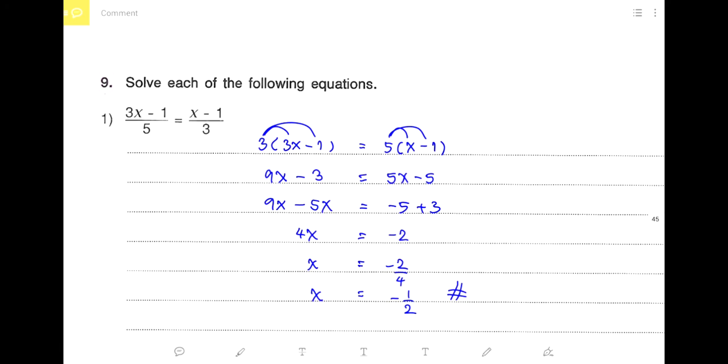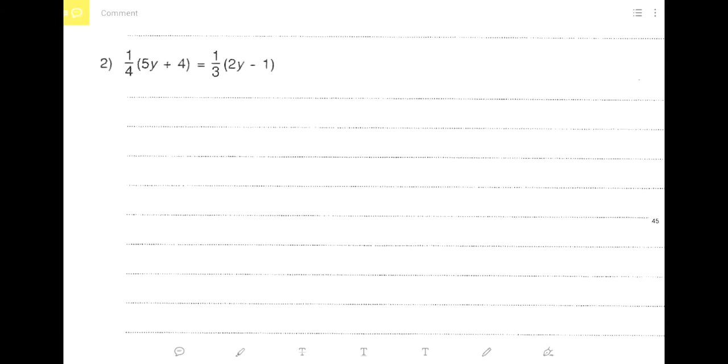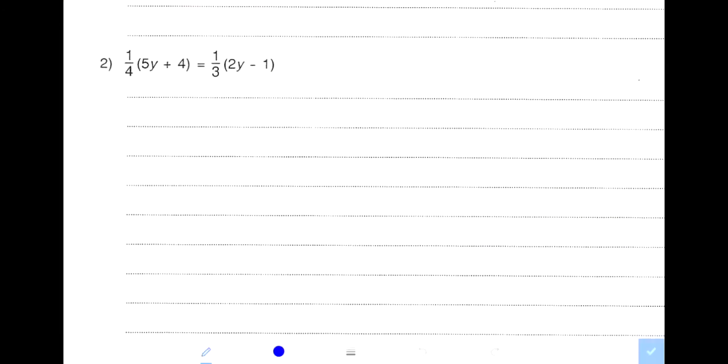Okay, so we want to go to the next one now. I'm going to try to finish this exercise, and then next will be a word problem, and I can teach you about word problems again.